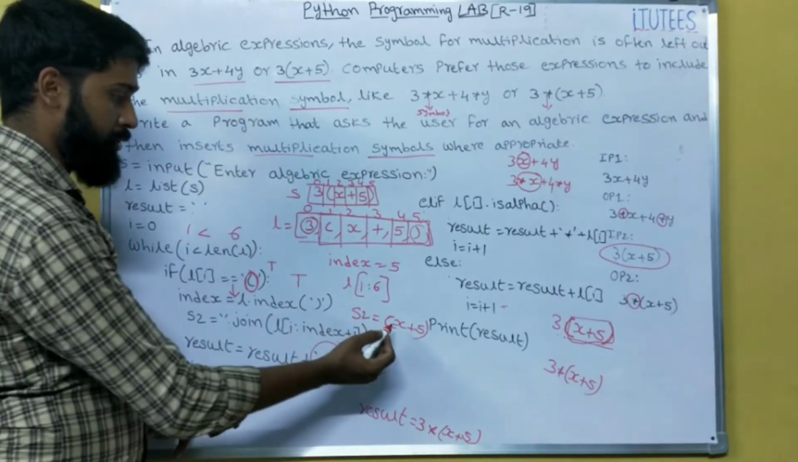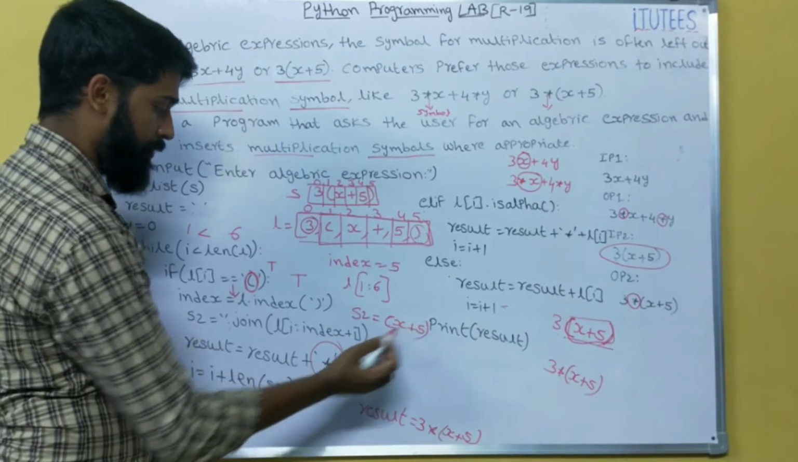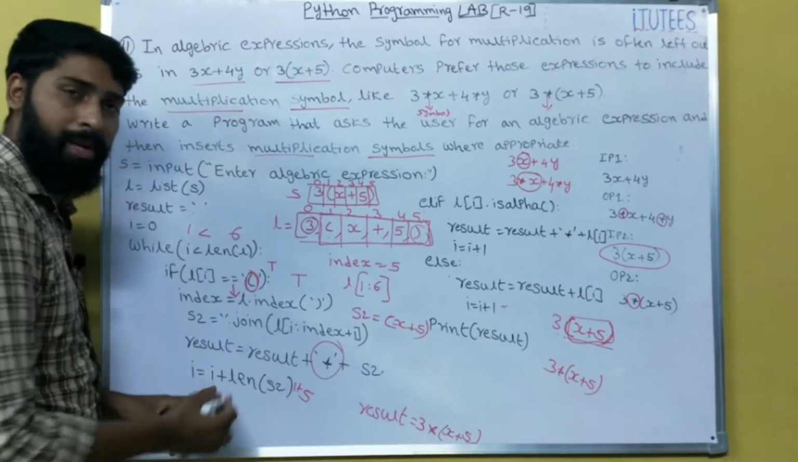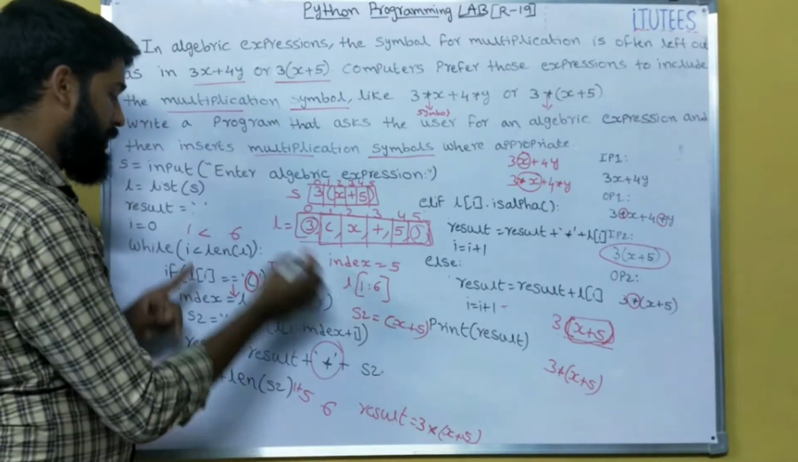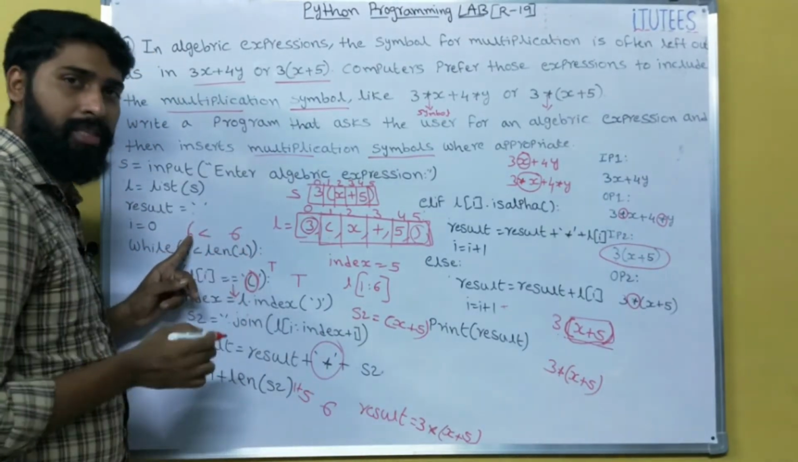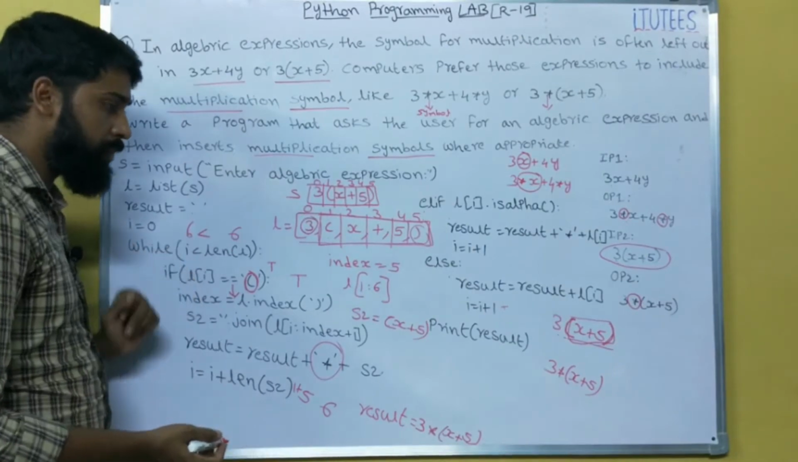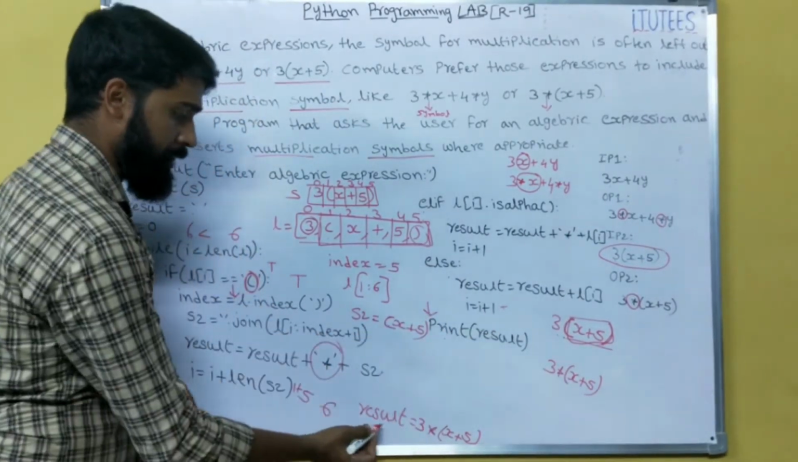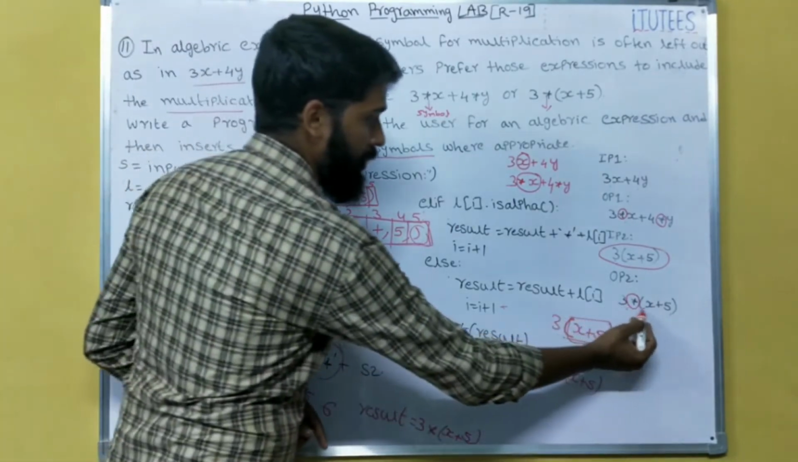What is the length of S2? 1, 2, 3, 4, 5. What is the I value already? 1. 1 plus 5, 6. In next iteration, 6 less than 6, false. So then we go to here and print result. What is in the result? 3 into x plus 5. 3 into x plus 5.